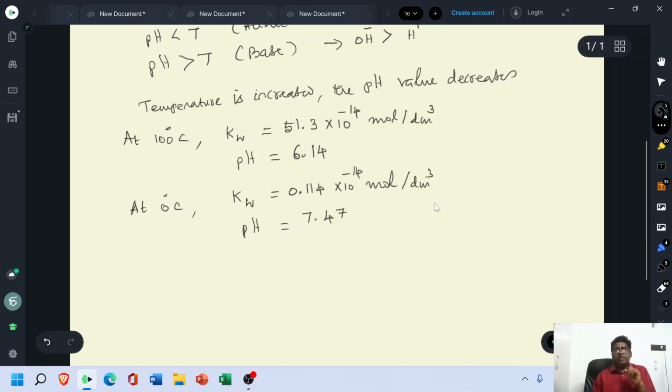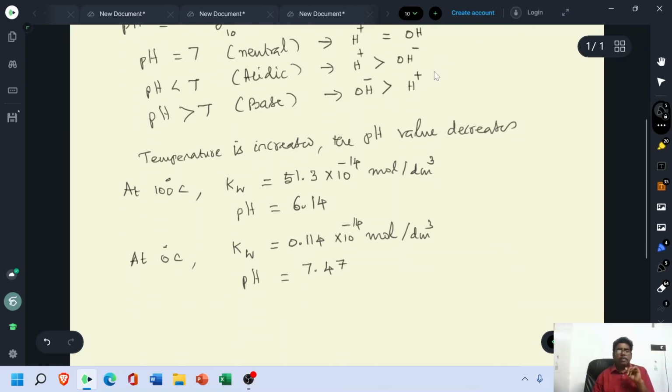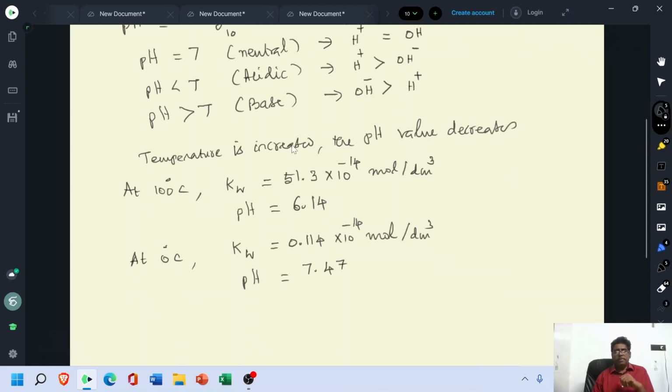Now we may ask a question. Suppose the pH is 7, we can call that as a neutral. If the pH is lesser than 7, the solution is acidic. If the pH is greater than 7, the solution is base. At 100 degrees Celsius, the pH of water is 6.14. Can we say that at this high temperature, water is acted as an acid? No.